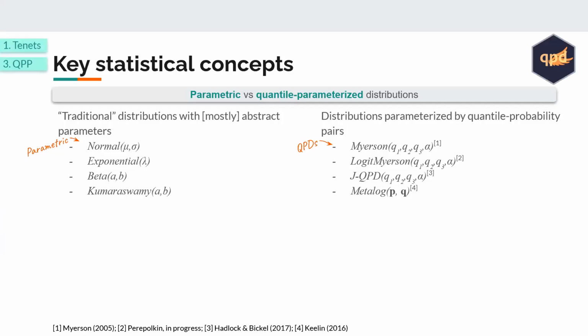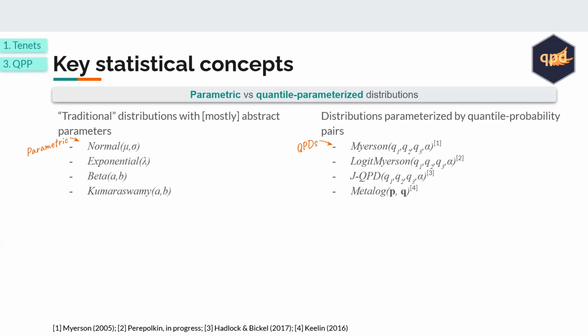Okay, so first I need to introduce some key statistical concepts. So those are from paper 1 and 3. Most of these distributions will be familiar. Normal, exponential, beta. You might not have heard of Kumaraswamy, but it's a generalization of the beta distribution with somewhat simpler function. But these are parametric distributions which we all know and love and use.